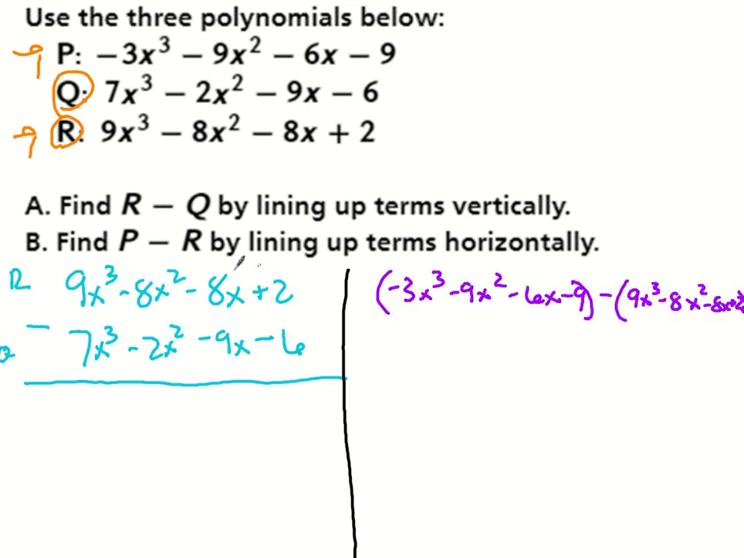Okay, so I set them up vertically and horizontally. Here is my p minus r, here's r minus q. So again, what I'm going to do right away is I am going to make this positive, and I'm going to distribute that negative by changing all of these signs. So these all became positive, and then the first one became negative.